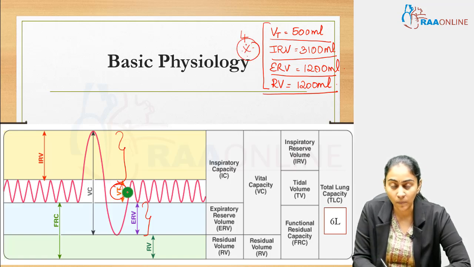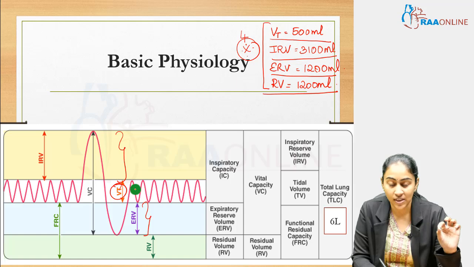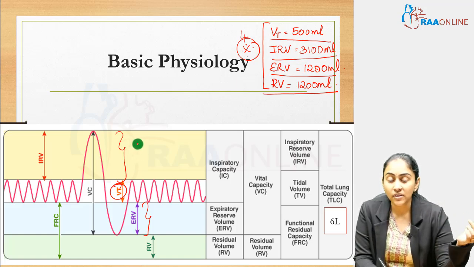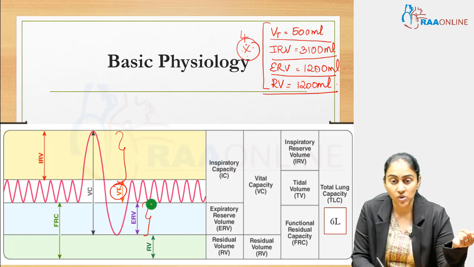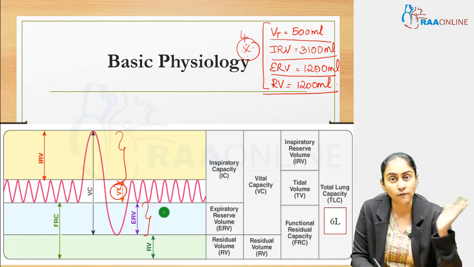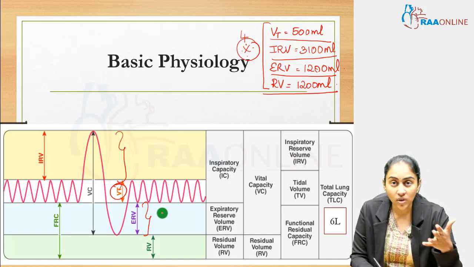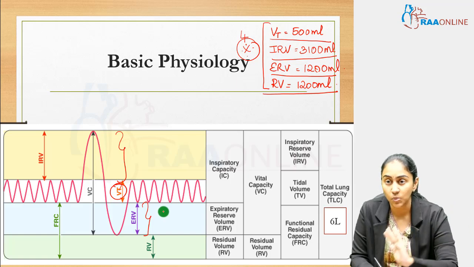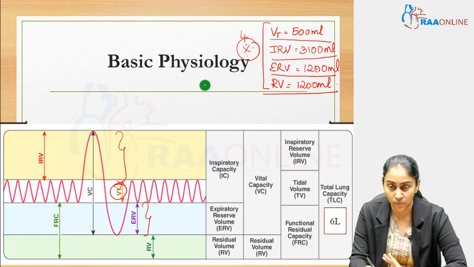The tidal volume, normal inspiration and expiration. The inspiratory reserve volume is over and above the tidal volume during a forced inspiration. Expiratory reserve volume is over and above the tidal volume during a forced expiration. And whatever is left back in the lungs following a forced expiration, that is the residual volume. These are the 4 important volumes.